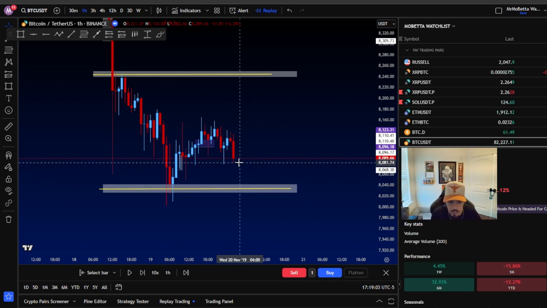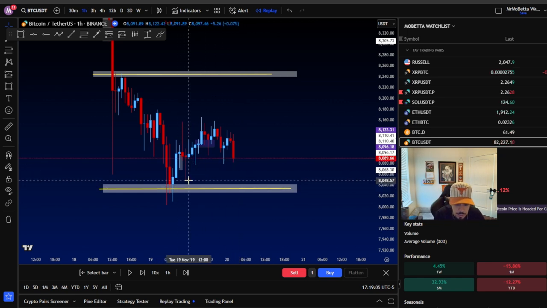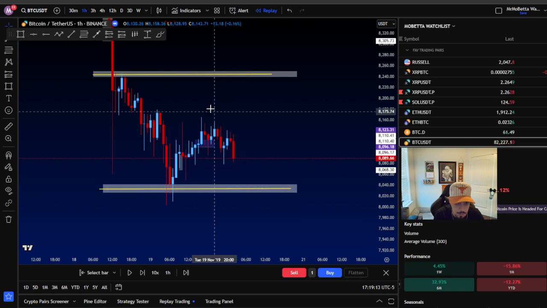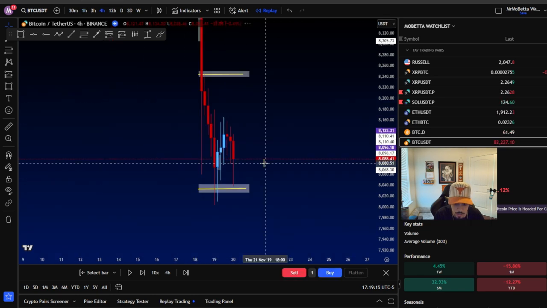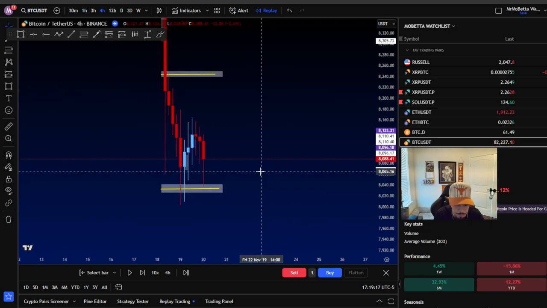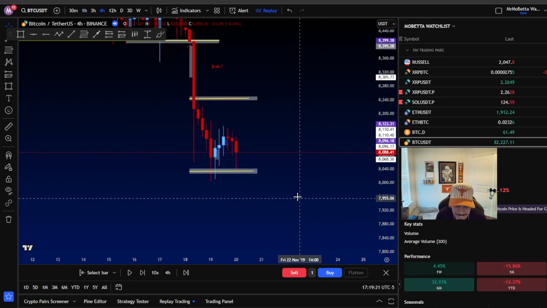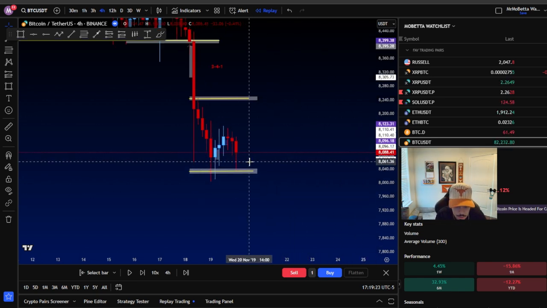I think that would be the most ideal thing, even though we had some rejection wicks here, so we don't know how we're going to react. My thought process would be that we're going to fill the candle lower. Let's see what the 4 hours looking like. We haven't even gone to higher time frames, right? Okay, so yeah, we could fill this wick lower.